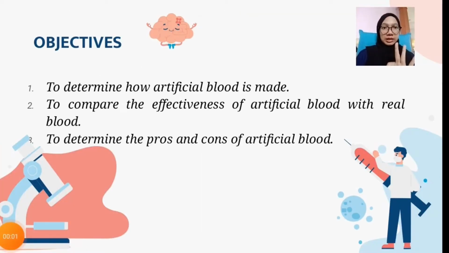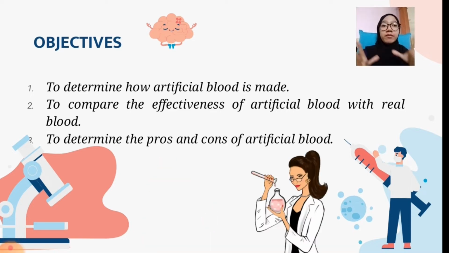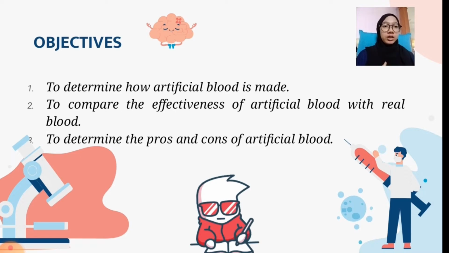There are three objectives in this case study. The first is to determine how artificial blood is made. Second, to compare the effectiveness of artificial blood with real blood. And the last is to determine the pros and cons of artificial blood.